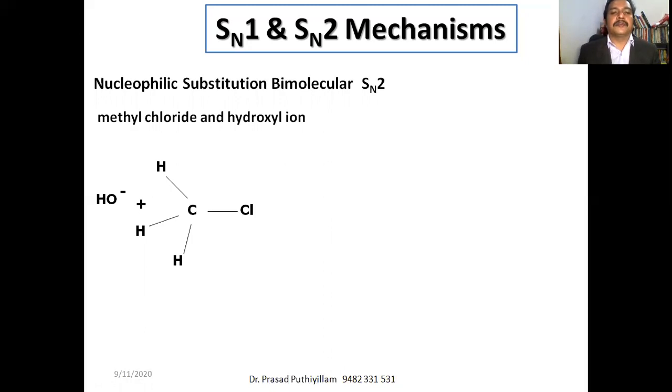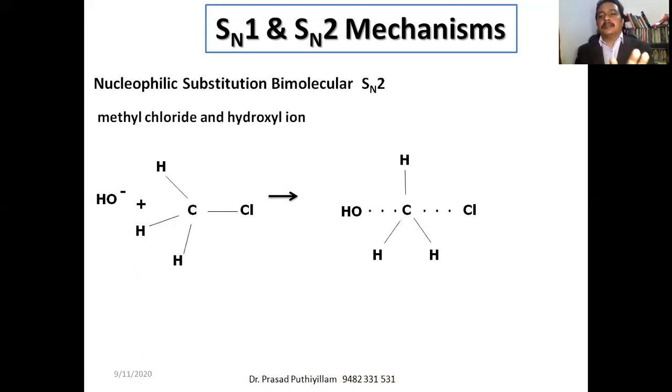It tries to form a bond with the carbon. Slowly it starts forming a weak bond with carbon. The three hydrogen atoms, which are in the tetrahedral shape, will come to the plane. So you need to write it in the plane itself, along with the C-Cl bond. Actually, when the hydroxyl group forms a partial bond here, this bond will break and it will be a partial bond. Slowly we are getting a structure like this.